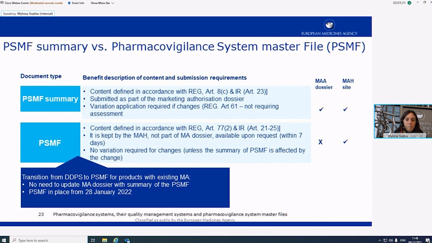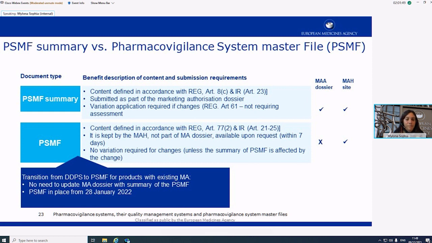And this will have to be submitted with its marketing authorization dossier. And if there are changes in the elements in the summary, you will have to submit a variation application, but those would be variations not requiring assessment. And we expect to find it, as I said, in the dossier, but of course, we understand you will also keep it at the MAH site.